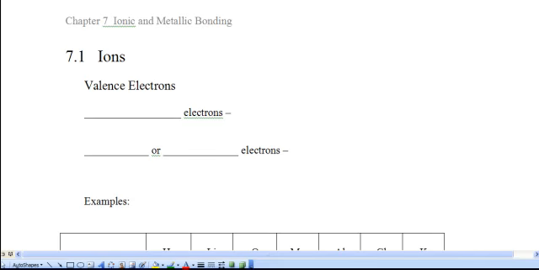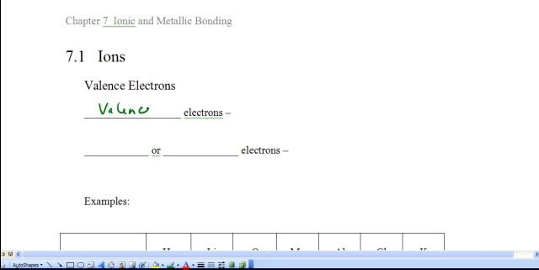We are now in Chapter 7, Ionic and Metallic Bonding. In 7.1 we're going to be dealing with ions, in particular, why do ions form? We did talk a little bit about this in Chapter 6, but now we want to get into a little more detail on why the atoms will either gain or lose electrons to form positive or negative charges. Alright, so the first thing that we want to review is the idea of valence electrons.